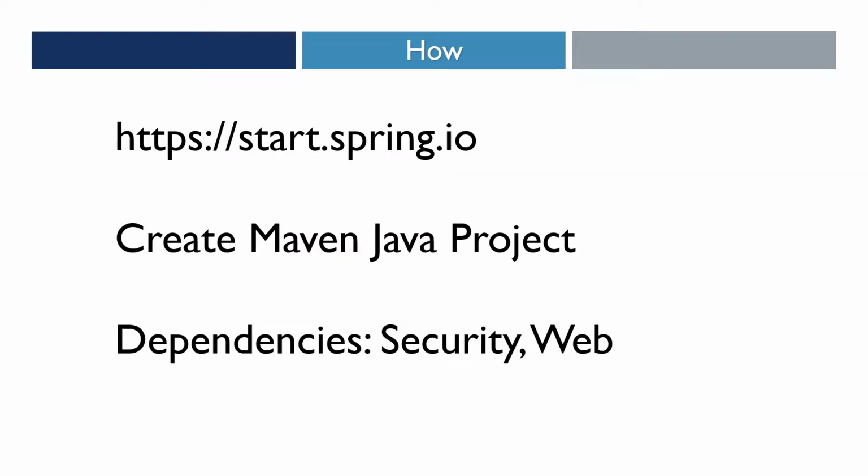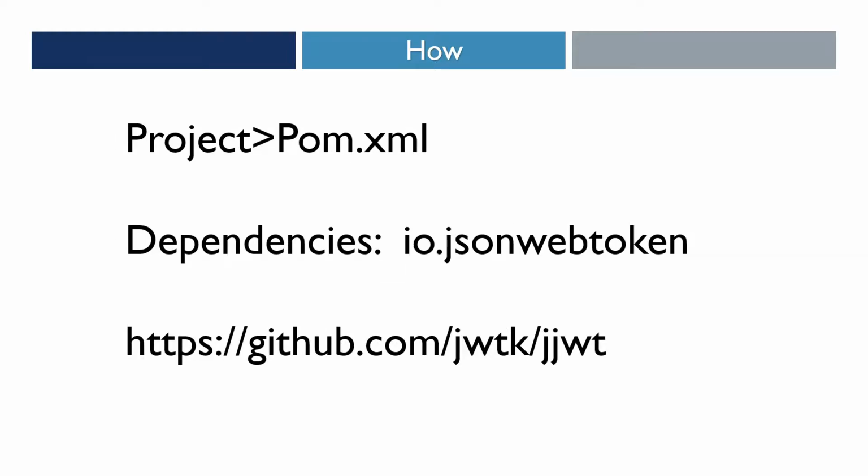Use start.spring.io to create our application skeleton and select security and web dependencies. Add JWT Java dependencies in the pom.xml file.